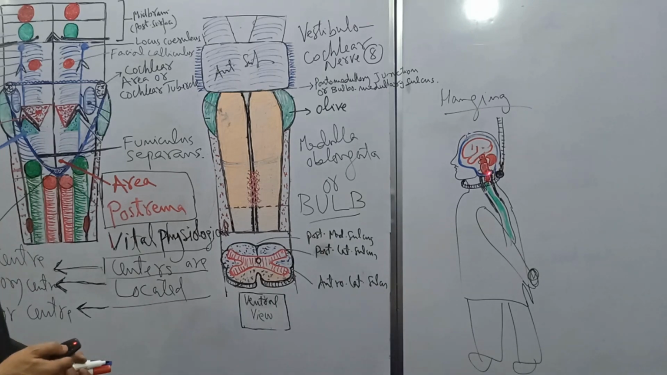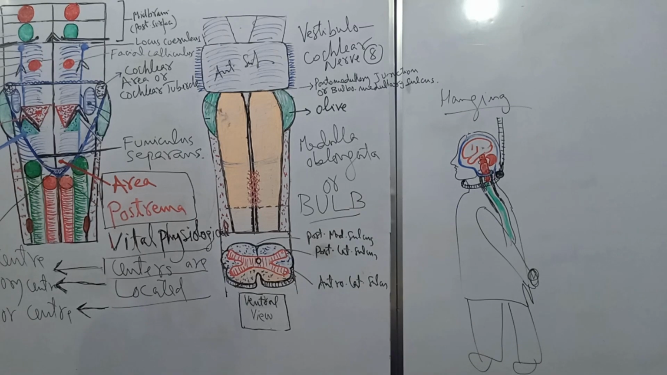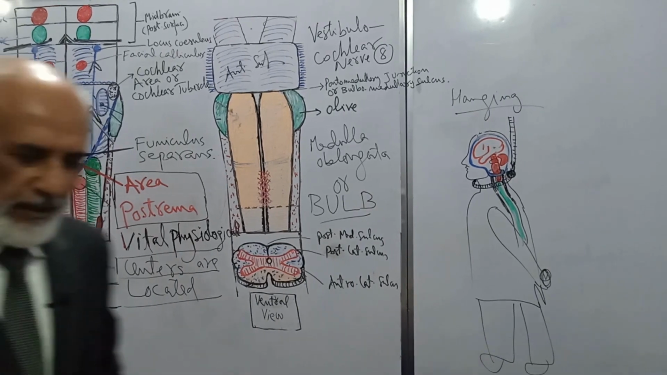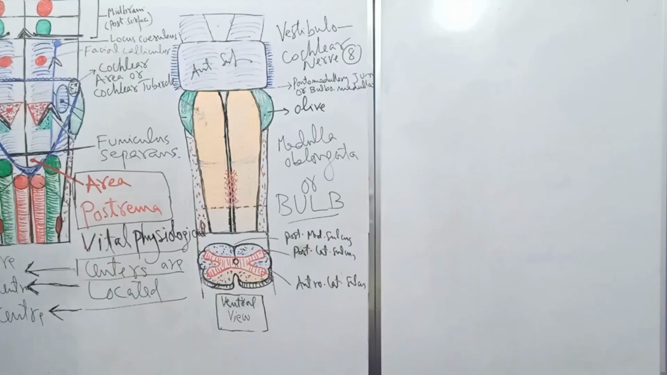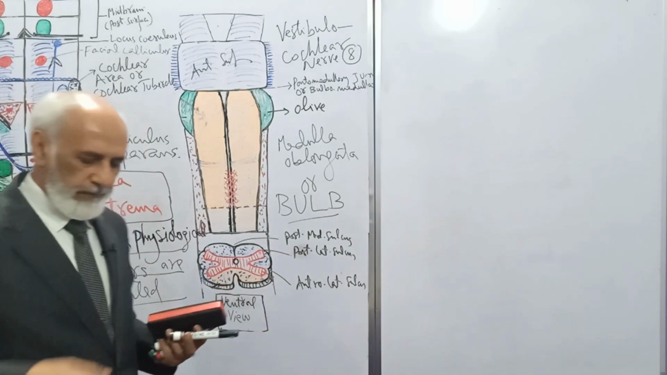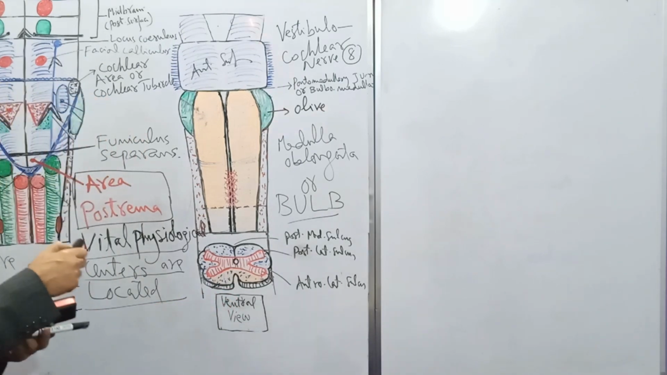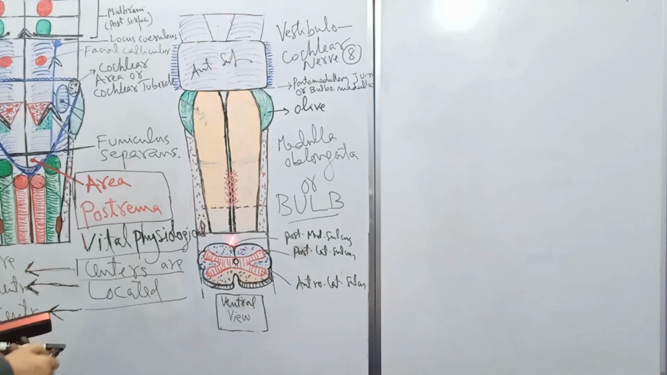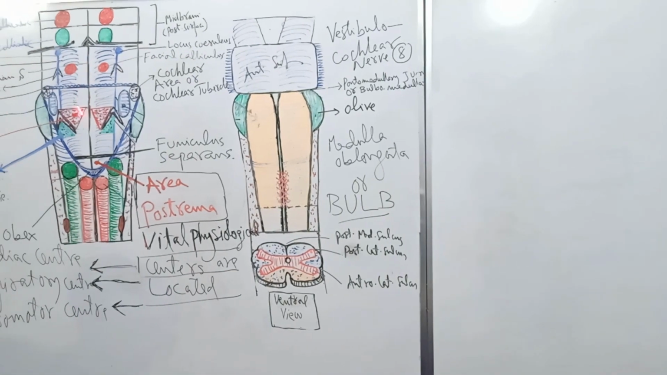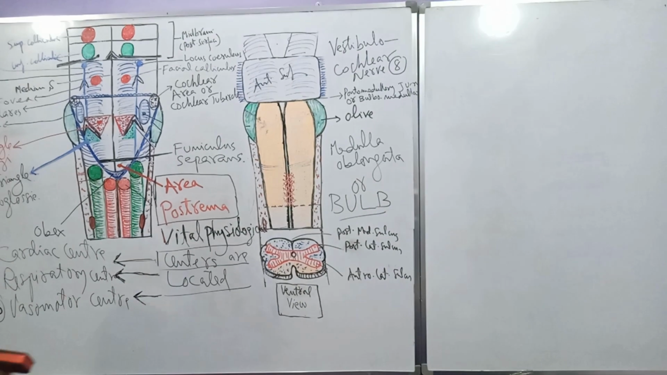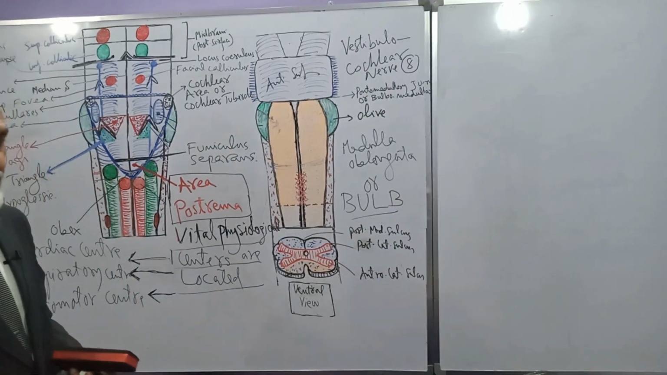But to some extent, we know that in the area postrema there are vital centers which control heart rate, respiration, etc. Now we are finished with the brainstem. External features: midbrain, pons, medulla oblongata. Ventral aspect, dorsal aspect, midbrain, pons, and medulla oblongata. We finished with the external features. Internal features we will discuss later on.